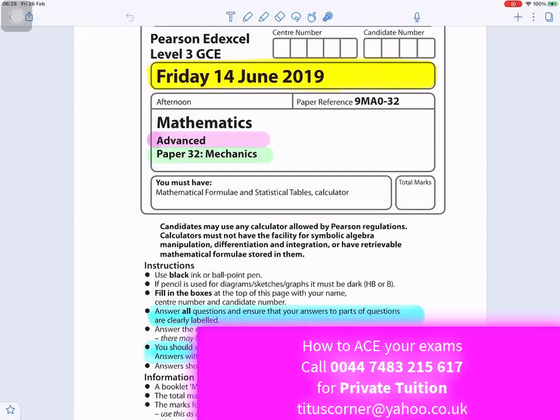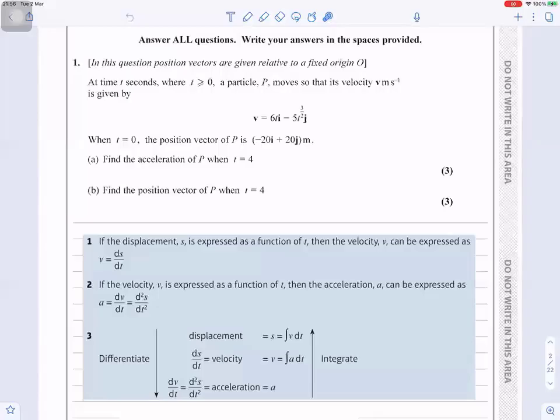Paper 32, mechanics. In this question, position vectors are given relative to fixed origin O. At time t seconds where t is greater than or equal to 0, a particle P moves so that its velocity v meters per second is given by that. Find the acceleration of P when t is equal to 4.